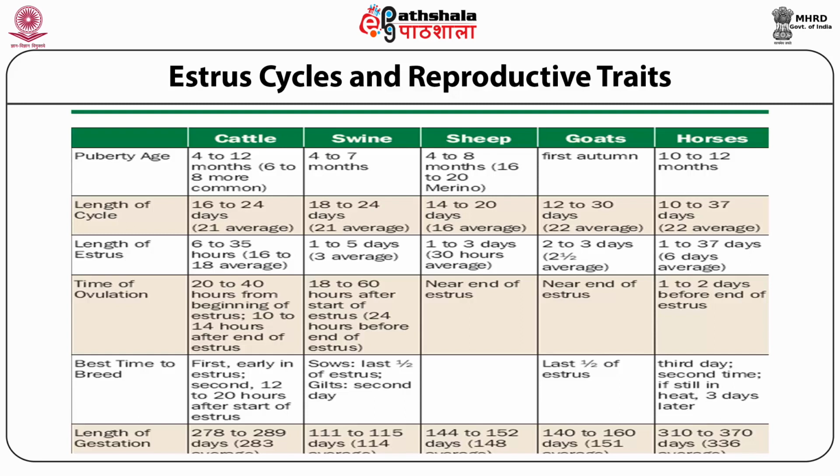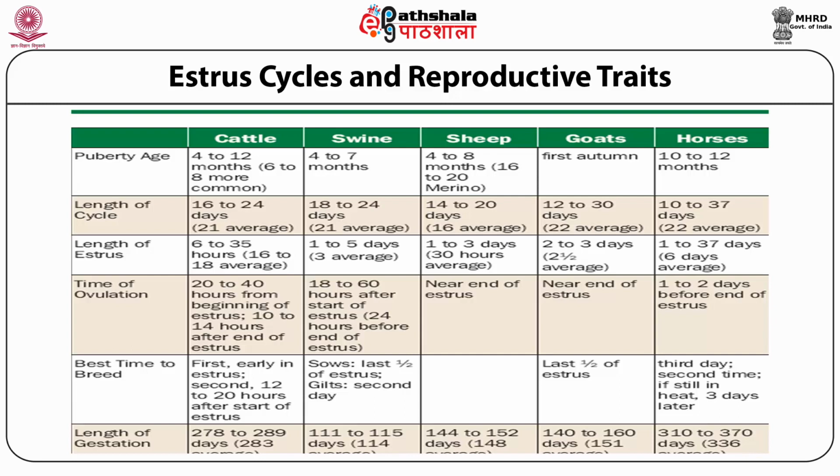So when the animal exhibits signs of estrus, the artificial insemination needs to be done at a specific stage. Then only it will exhibit a high success rate. For example, in the case of cattle, early in the estrus and 12 to 20 hours after the start of estrus is the optimum time for artificial insemination. Whereas in the case of swine, the last half of estrus is suitable for artificial insemination. In the case of goat also, it is the last half of estrus which is suitable.